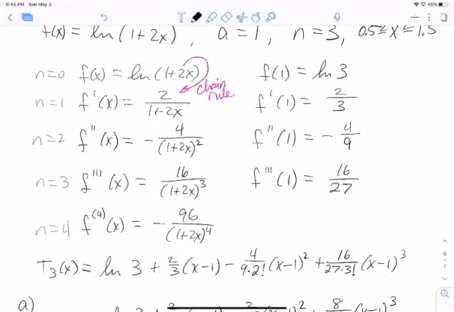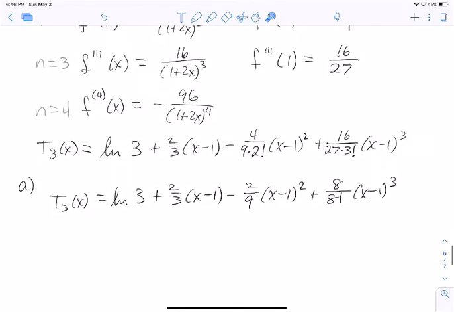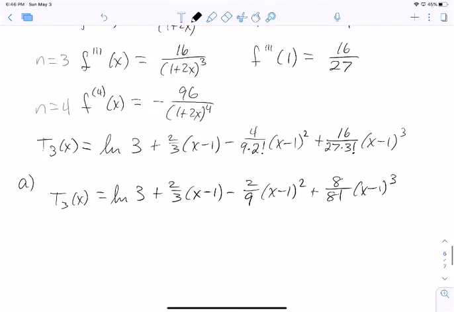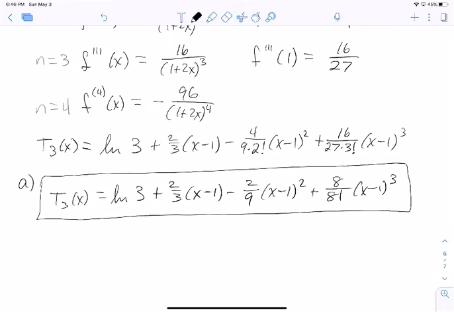You may be looking at this saying, this isn't a polynomial because there's a natural log in it. Not true. It's true there's a natural log in it, but it's the natural log of 3. That is a constant. Where the variable appears, there are only positive whole number exponents, and that's a requirement for us to have a polynomial. These simplify so that T sub 3 of x then becomes the natural log of 3 plus 2/3 times the quantity of x minus 1, minus 2/9 times the quantity of x minus 1 squared, plus 8 over 81 times x minus 1, the quantity cubed.